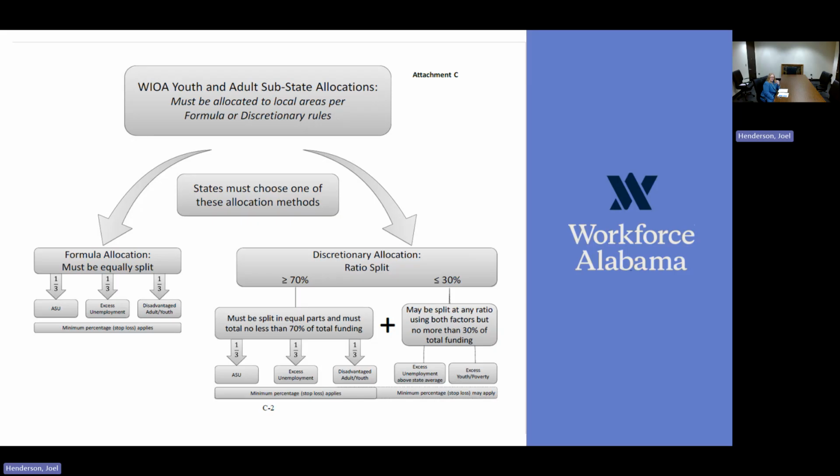On the right is the discretionary allocation, and this is the one that we have chosen. You'll see that it uses those same three factors, but those 3 factors have been reduced to 70% of the formula. And then it adds 2 other factors that make up 30%. The 2 that have been added are excess unemployment above the state average, and then excess poverty for adult or youth.